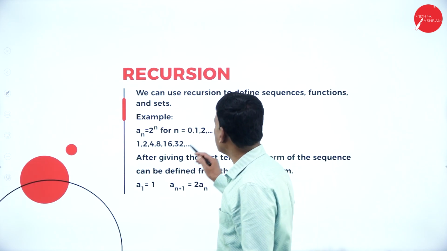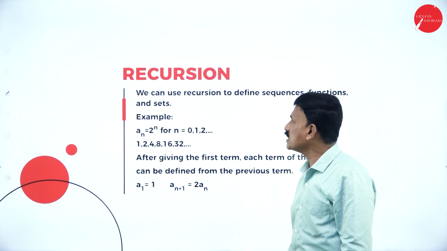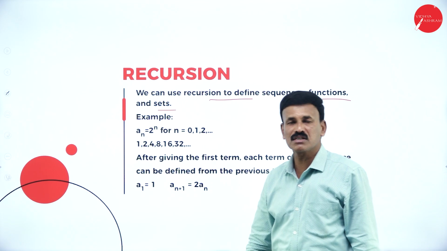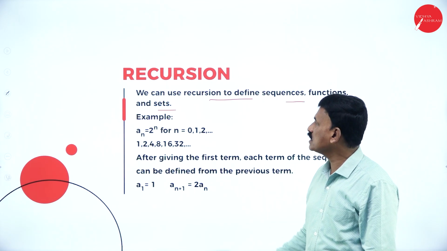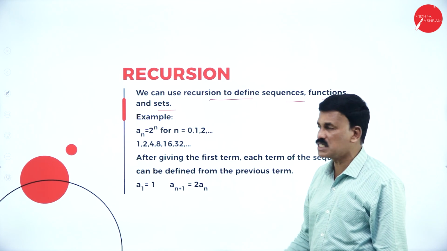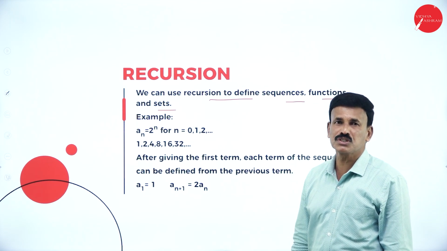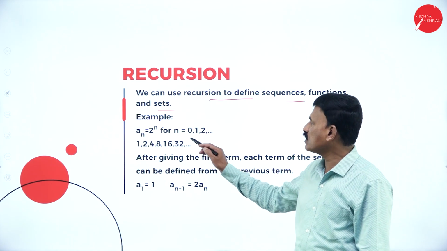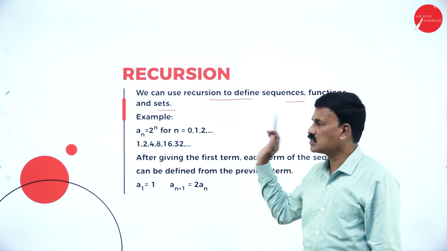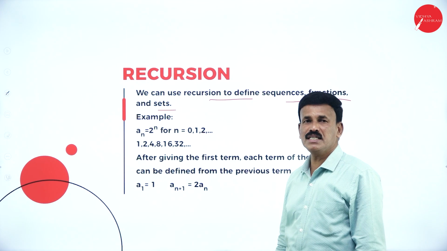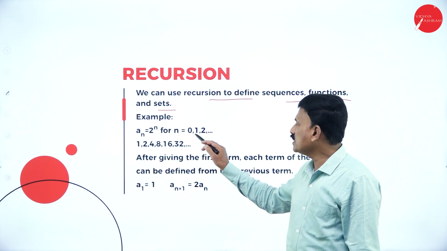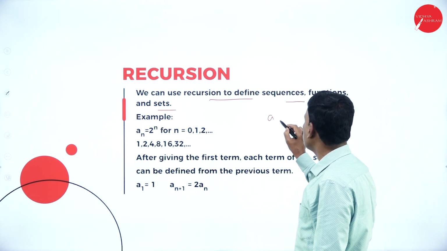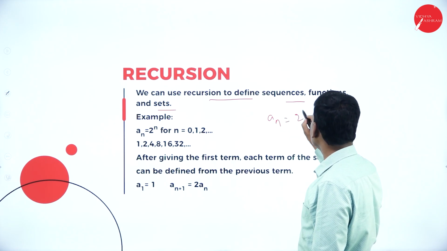Now let us come to the mathematical definition. We can use recursion to define sequences, functions as well as sets. Any set, function or sequence can be represented with a recursive definition. Let us consider, for example, an is equal to 2 to the power of n for all n greater than or equal to 0, that is, for n equal to 0, 1, 2, etc.